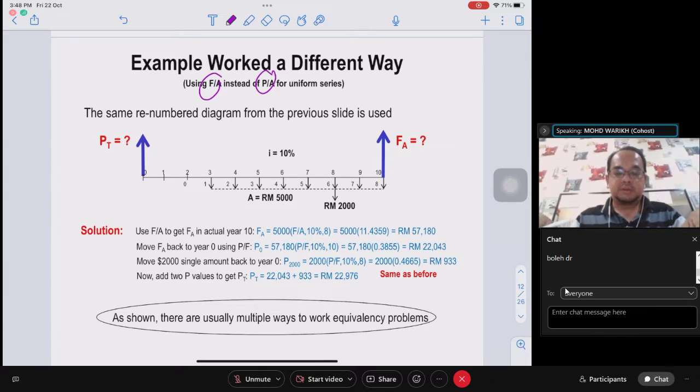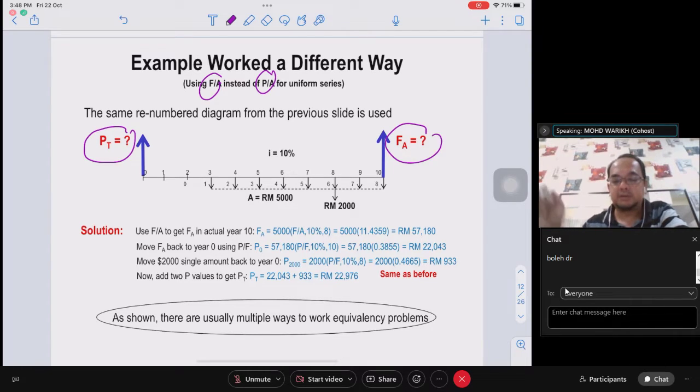So, this example, the same renumbered diagram from the previous slide is used. Okay, so we have to find the PT or the FA, the total of the present or the total of the future. So first use the FA to get the FA in actual year 10, because it starts from year 10, correct? So just 5,000 ringgit at the end, n is 8, because of the 1, 2, 3, 4, 5, 6, 7, 8. Okay, and then you get this number.